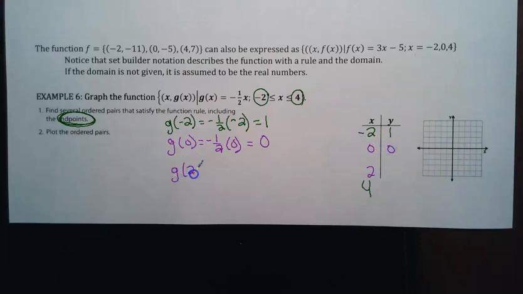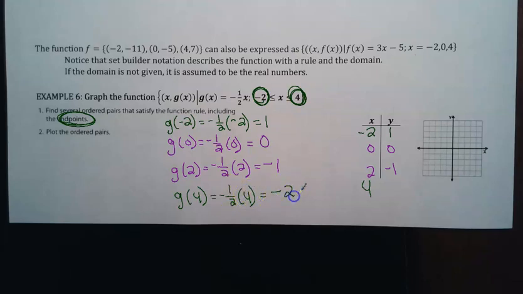Next up, g of 2. So -1/2 times 2. Negative times a positive is negative, half times 2 is 1. Good, so 2, -1. And the last one is going to be g of 4. Remember, -2 and 4 are our endpoints, so that's why I use those. So we're going to have -1/2 times 4. What's a negative times a positive? Good, negative. Half times 4? Good, -2.